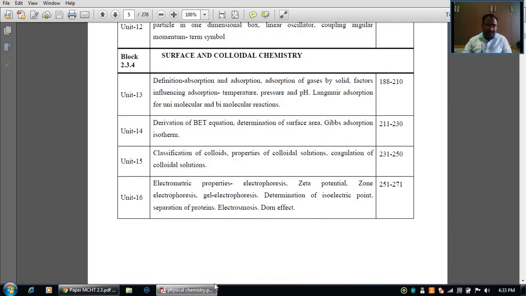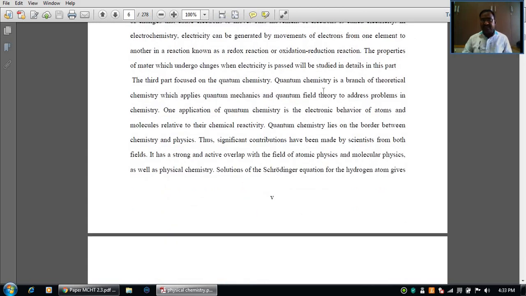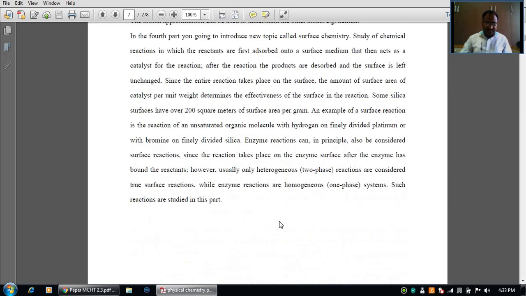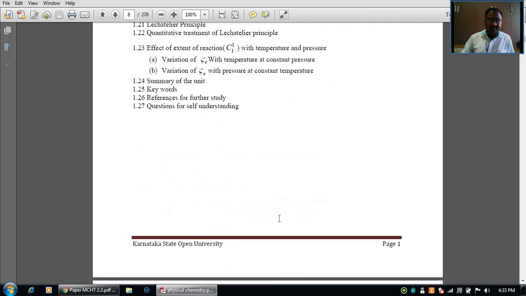The last part is surface chemistry and colloidal chemistry: the assumptions and limitations of BET theory, statement of the variation theorem and verification of its proof, differences between physisorption and chemisorption, and heterogeneous catalyst. Write a note on heterogeneous catalyst. Generally, these types of questions arise from this physical chemistry part.